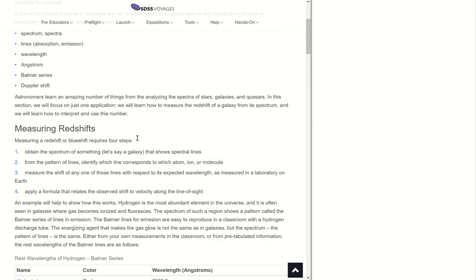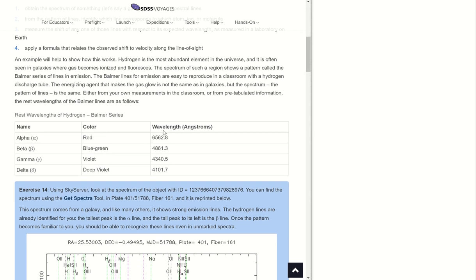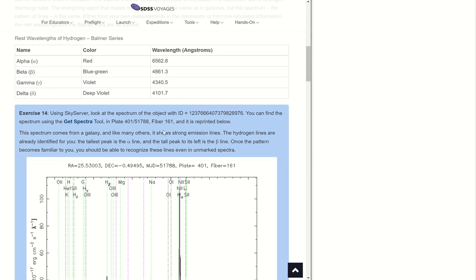When we measure a redshift, we have to look at a spectrum and we have to compare wavelengths that are shifted from where we expect them to be. So this is why the hydrogen wavelengths, the Balmer series in particular, can be super important, not just to find hydrogen, but as a tool for figuring out how fast something's moving.